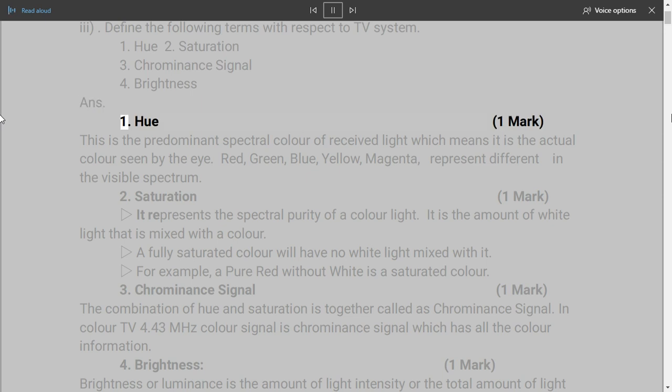1. Hue, 1 mark. This is the predominant spectral color of received light, which means it is the actual color seen by the eye. Red, green, blue, yellow, magenta represent different hues in the visible spectrum.